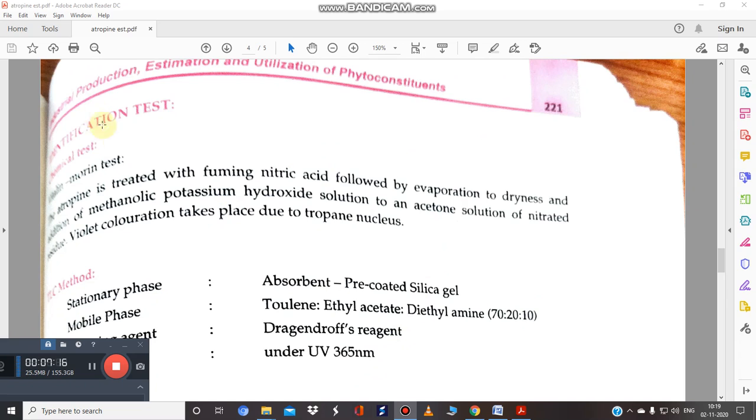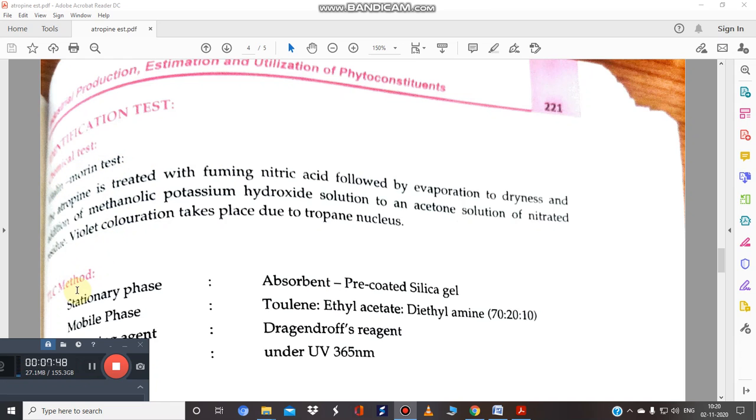The next is identification test. We have also completed it, that in case of atropine, the Vitali-Morin reaction is used, and in this test atropine is treated with fuming nitric acid followed by evaporation to dryness, and with the help of methanolic caustic solution prepared in acetone, basically a violet coloration takes place due to the presence of the tropane nucleus. So I request you to watch the previous video. I have cleared the Vitali-Morin reaction at that point.